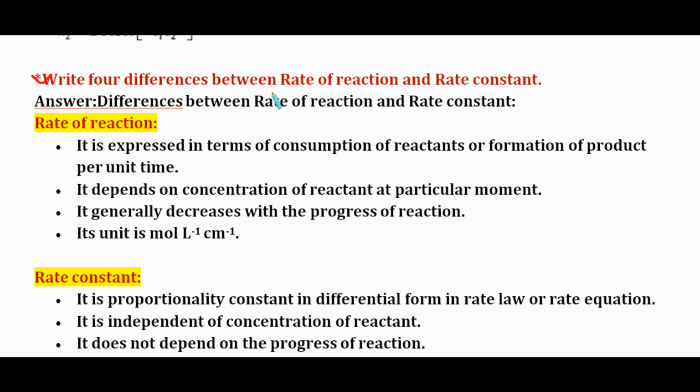Next question is, write four differences between rate of reaction and the rate constant. And here point-wise you can also make a table for this. Rate of reaction: it is expressed in terms of consumption of reactants or formation of products per unit time. Rate constant: it is the proportionality constant in differential form in rate law or rate equation.